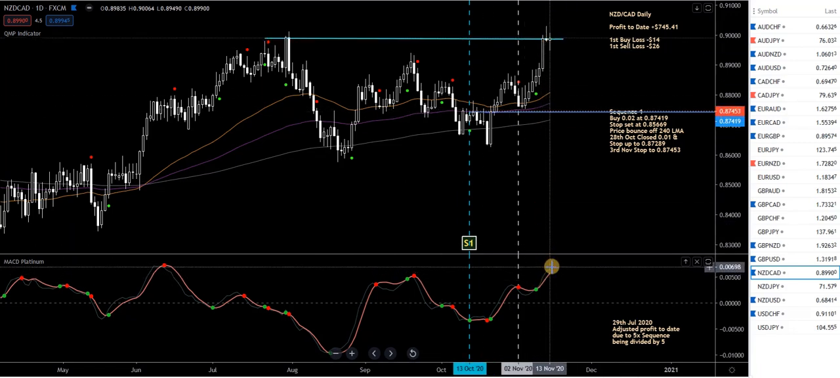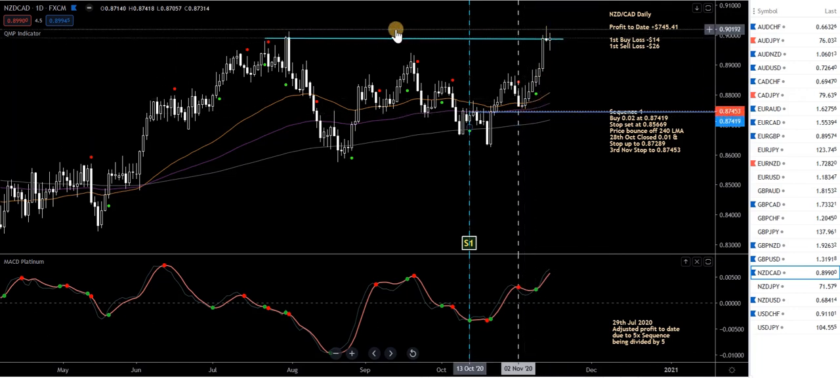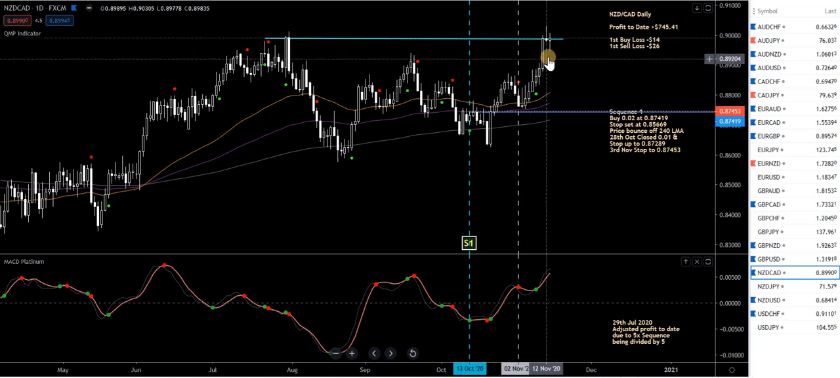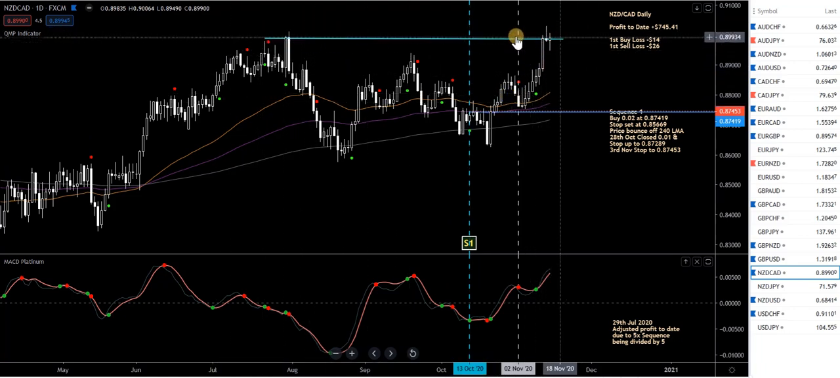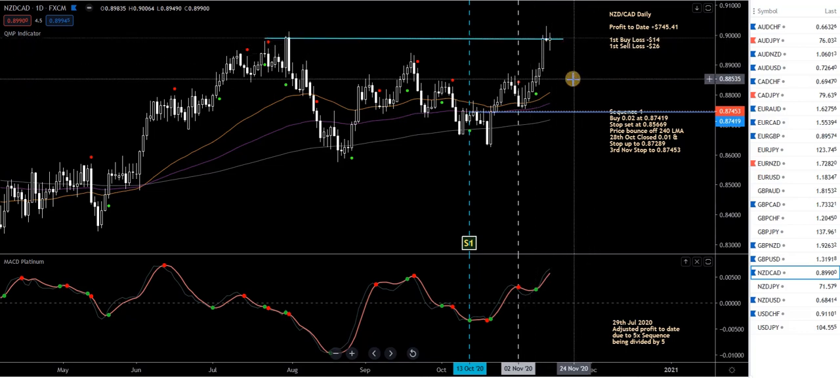We still haven't. If we get a red dot on the MACD Platinum, then I'll move this stop right up. Then if I get a sell signal up here, even though it'd be a high risk trade into the MAs, I would take that sell signal if it came whilst price was around this level here. So yeah, it's not too bad. All right, New Zealand CAD, that's all good.